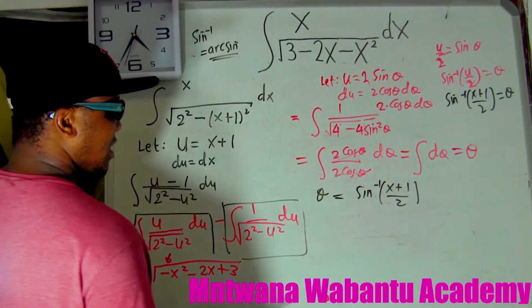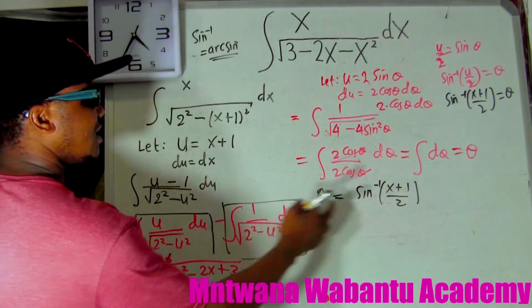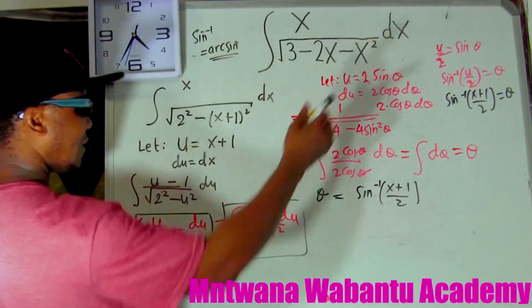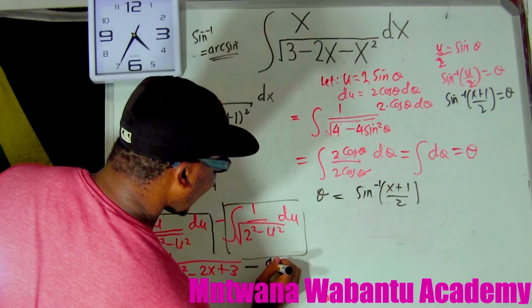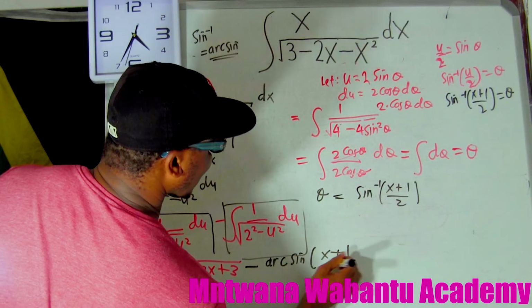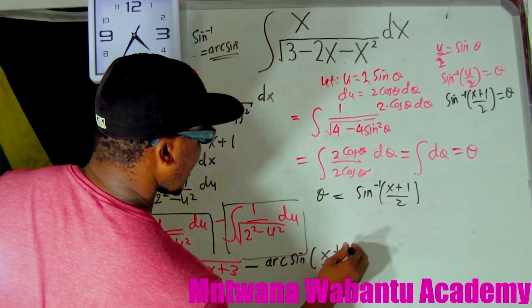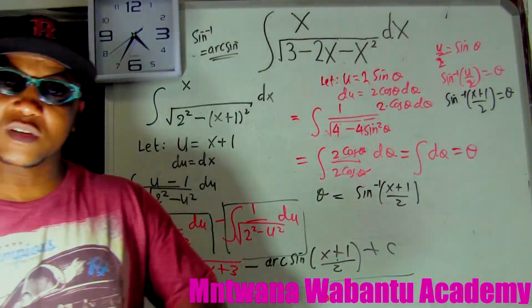Now I got it. So this expression is now all in x. We can say it equals sine inverse, or arc sine, of x plus 1 over 2, plus a constant. So this is how the question is done.